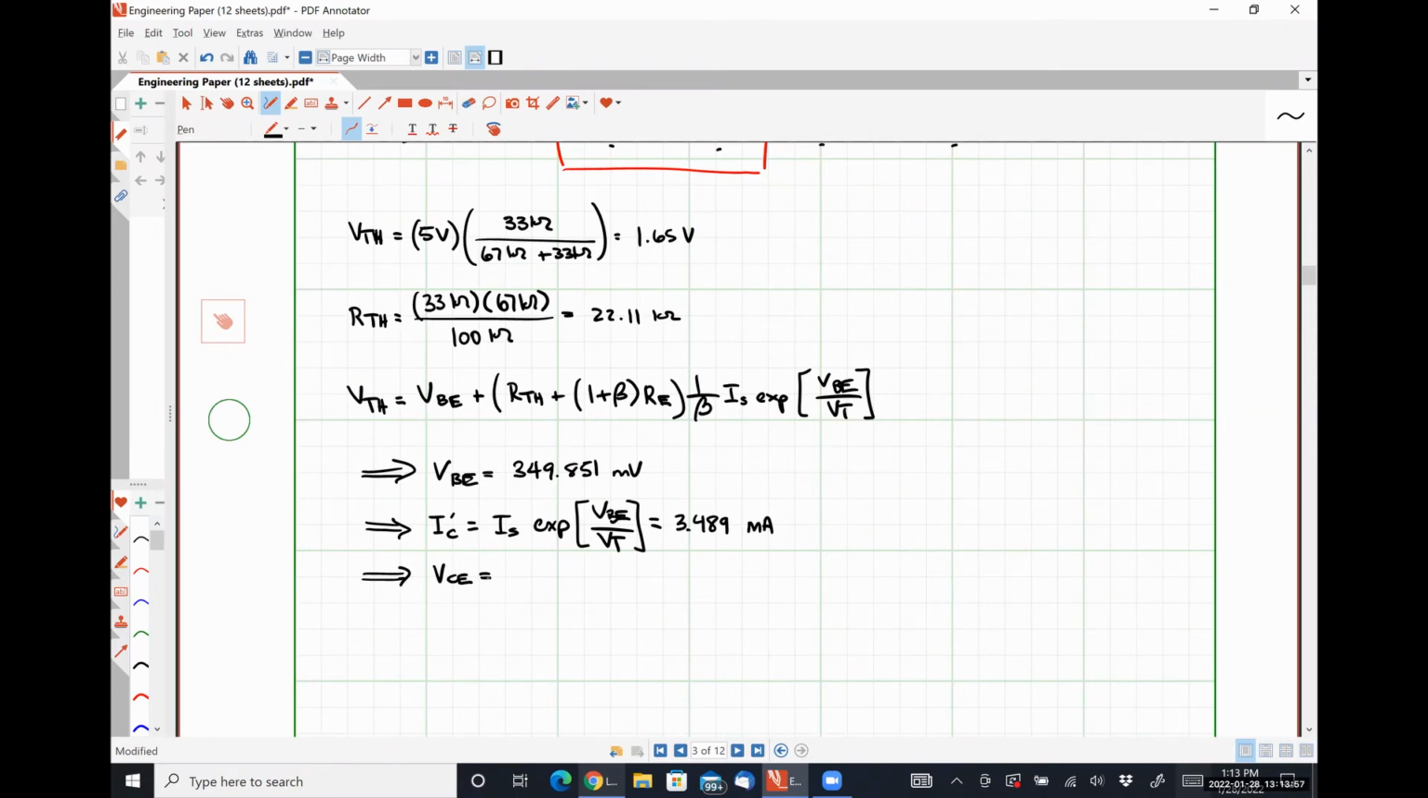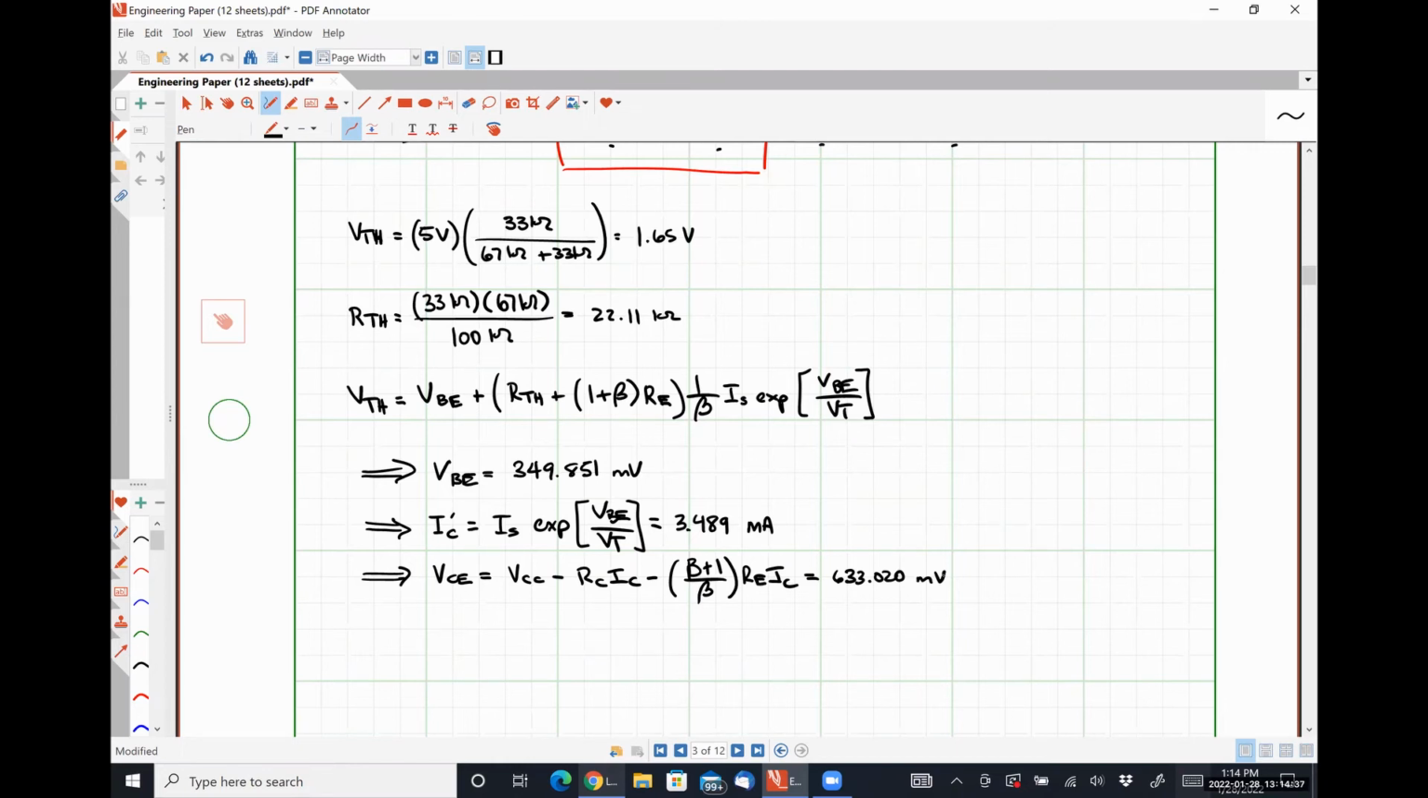VCE is just VCC minus RCIC minus, sorry, beta plus 1 over beta REIC. And I get 633.020 millivolts. So let me ask you guys, am I in the forward active region? Yeah, VCE is greater than VBE, so I'm in good shape here. All right.